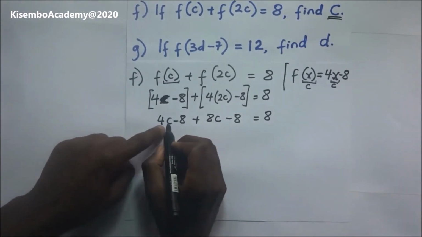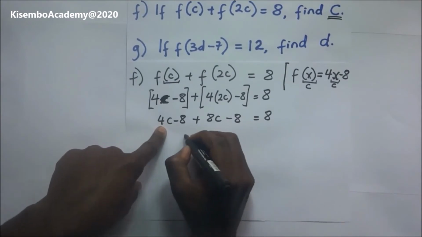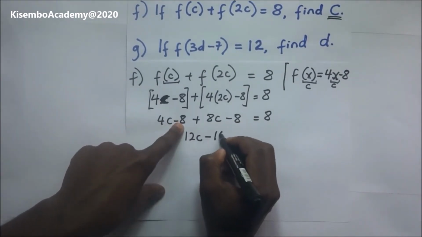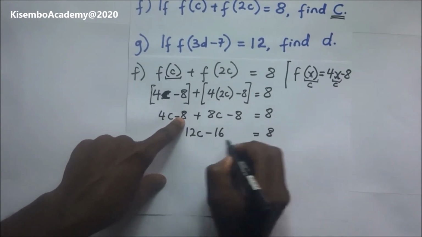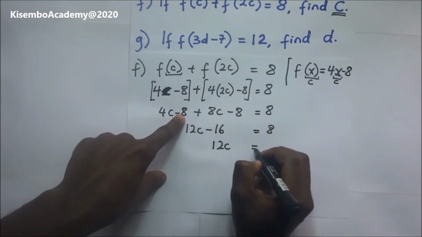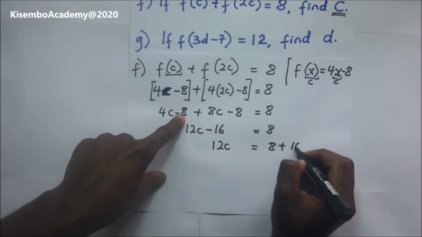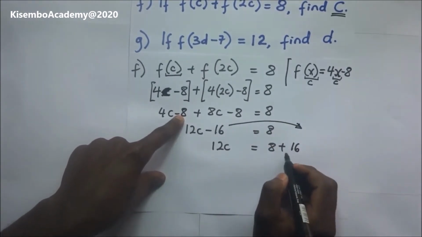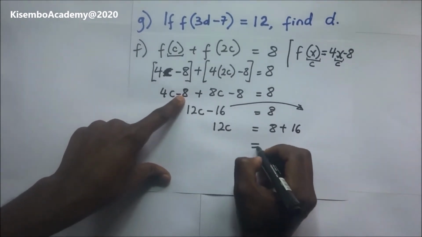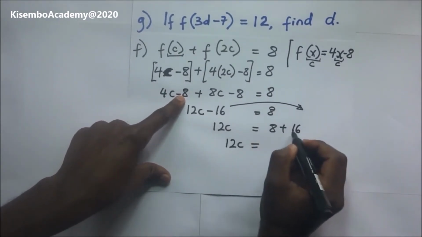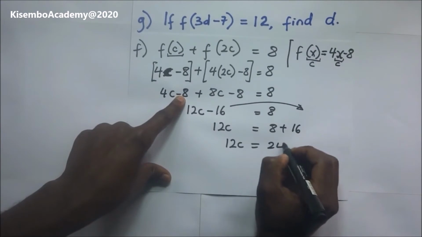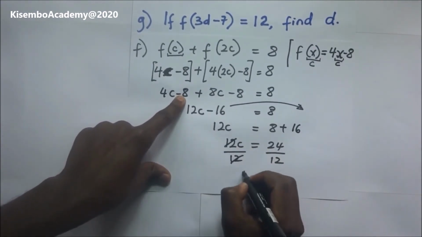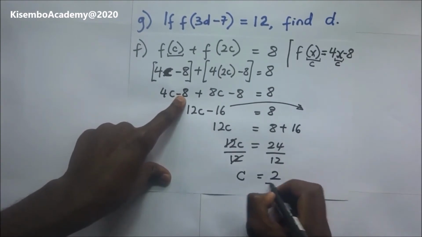So this becomes 4c plus 8c, 12c, then minus 8 minus 8 gives us minus 16, is going to give us 8. So we have 12c being equal to 8 plus 16, that is after 16 coming this way, it becomes a positive after crossing the equal sign. So this becomes 12c is giving us 24. Divide both sides by 12. We shall end up with our value of c as 2.